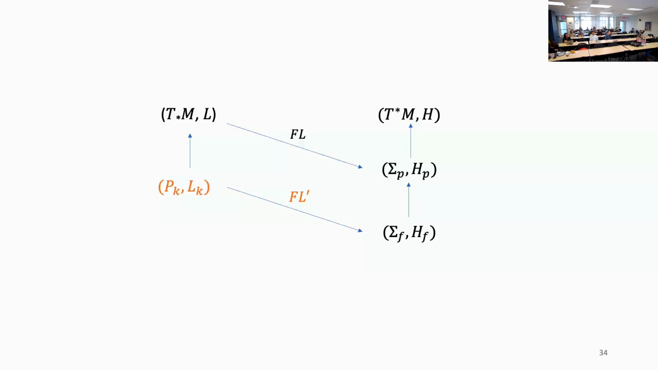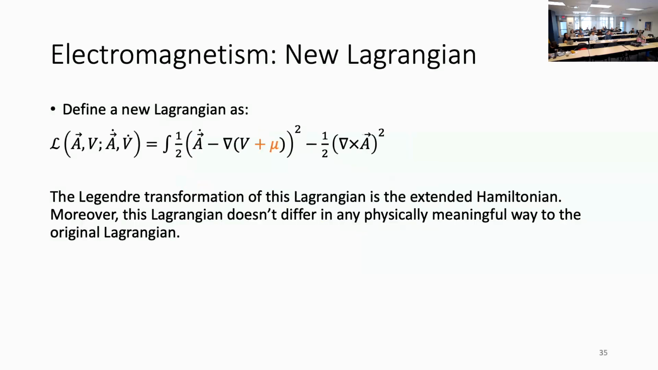And again, just to see some intuition of why we might think that we can do this, let's go back to this electromagnetism case. This is a point that David and Oliver also make in their paper. Let's consider defining some new Lagrangian, which is just the Lagrangian we had before, but now instead of V, we have V plus some arbitrariness represented by some function of the variables in time, represented by mu. Now, the Legendre transformation of this Lagrangian just is the extended Hamiltonian.